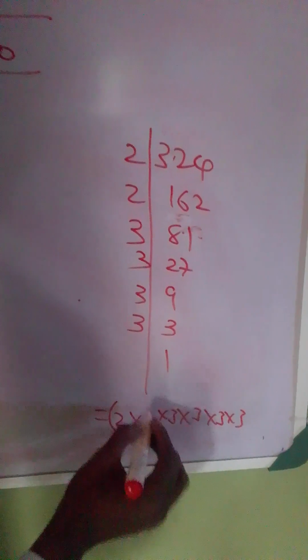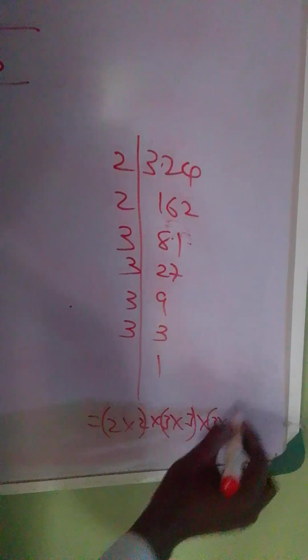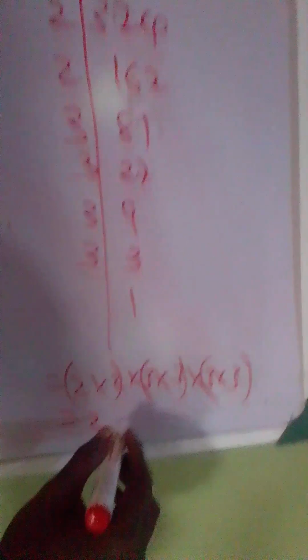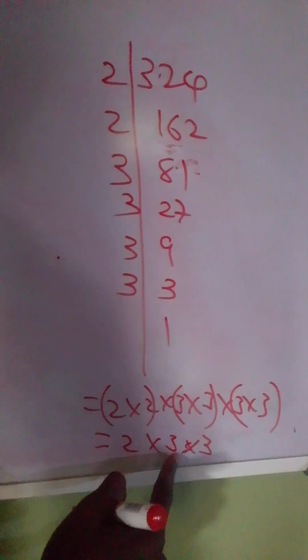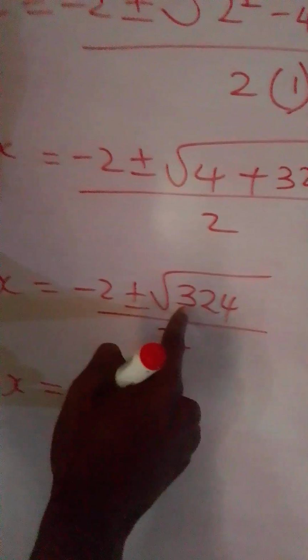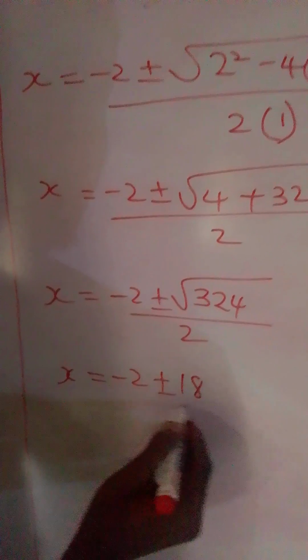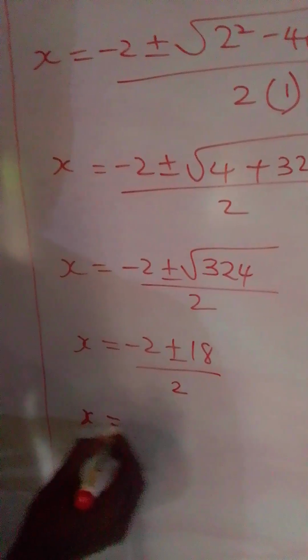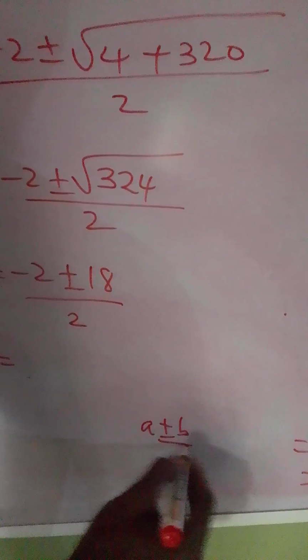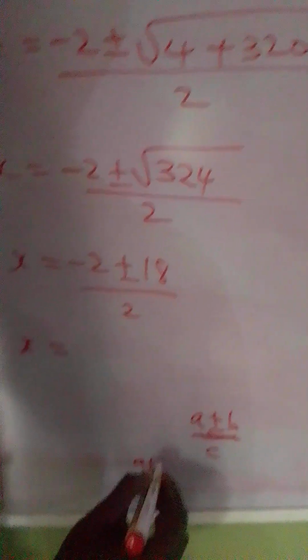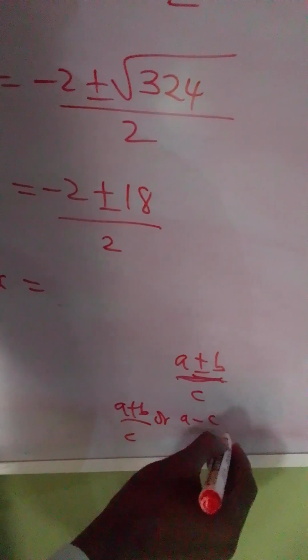Then you group them in pairs with brackets. Take one number from each pair of brackets. So 2 times 3 is 6, 6 times 3 is 18. So that means the square root of 324 is 18. Then over 2, I have x equal to, and whenever you have something like a plus or minus b over c, it means a plus b over c or a minus b over c. That's what it means.